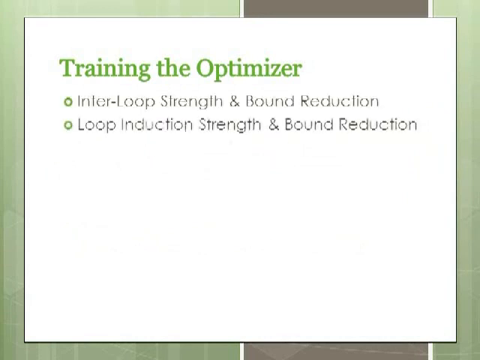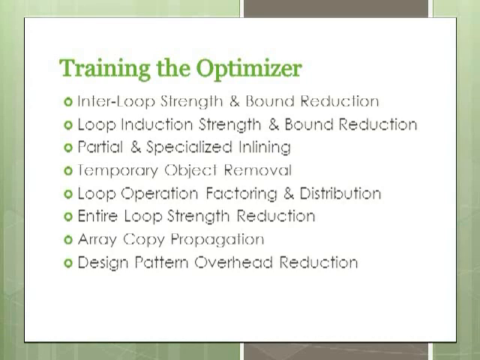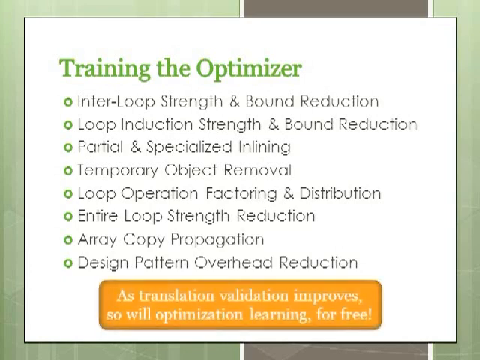We were also able to learn a number of other optimizations, many of which aren't done by standard optimizers such as GCC O3, justifying our need to be able to train the compiler. A key note to take away is really we can learn any optimization which can be verified by translation validation. So as the technology for translation validation improves, so will our ability to learn optimizations without any additional effort.